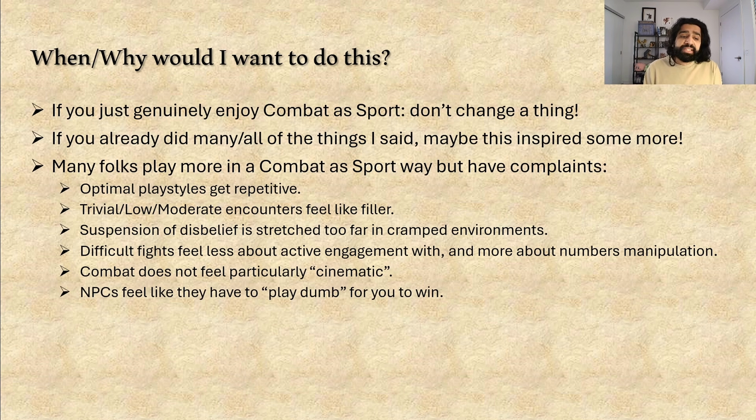And finally, there's the complaint that NPCs feel like they have to play dumb for you to win. This is often a complaint for enemies that have these unique synergies, like, for example, a flying enemy with something like a breath weapon or a powerful range attack, or a burrowing enemy with Swallow Whole. And sometimes this even just comes down to spellcasting. There are a lot of spells that are viewed as not okay for the GM to cast on the players. But I would recommend go ahead and do it.